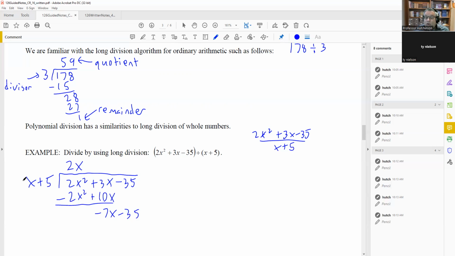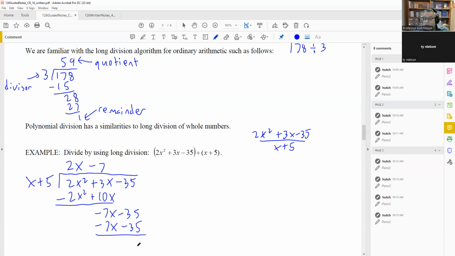Now we're going to ask ourselves, what do I have to multiply x by in order to get negative 7x? And the answer will just be negative 7. You'll take negative 7, multiply it by both things on the outside, and we'll put that in our notes. Negative 7 times x is negative 7x. Negative 7 times the 5 is negative 35.